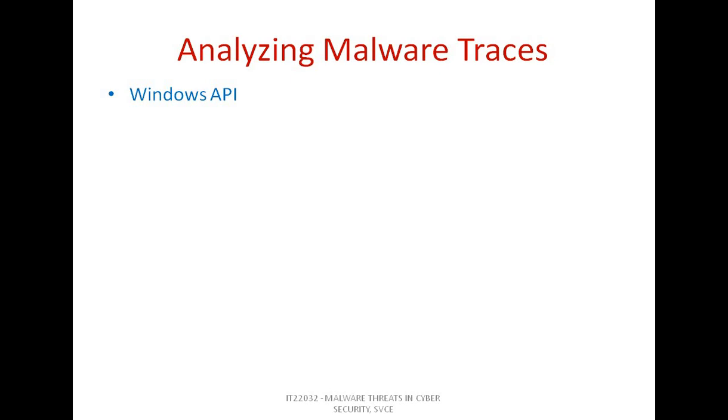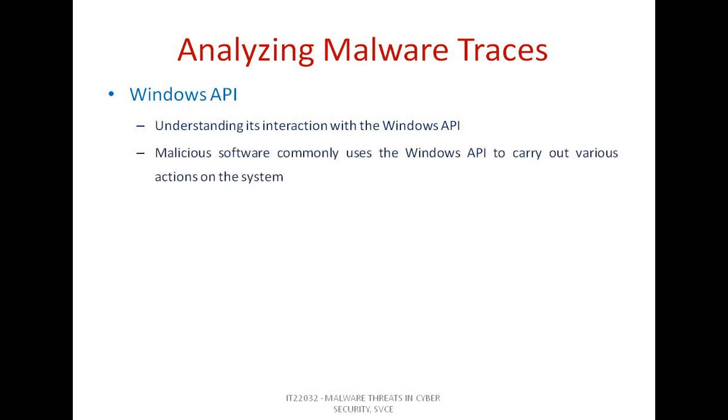There are a lot of APIs available in your Windows operating system, and we will be seeing how to identify the trace of a malware using the API calls that a malware is going to invoke when it is being executed. Mainly, this analysis is used to understand the interaction of the malware with the API calls that it creates. In general, malicious software will commonly make use of the Windows API to execute various actions that cannot be performed by a normal user.